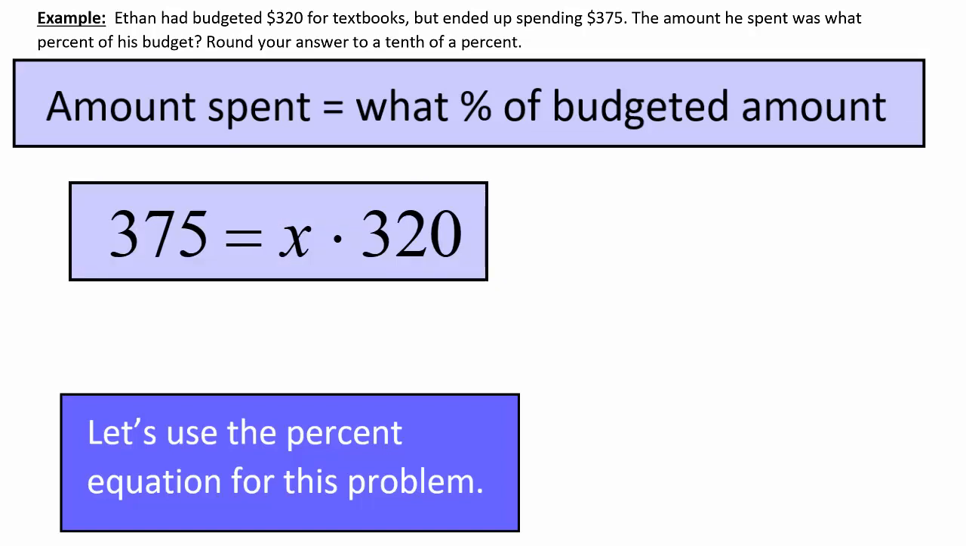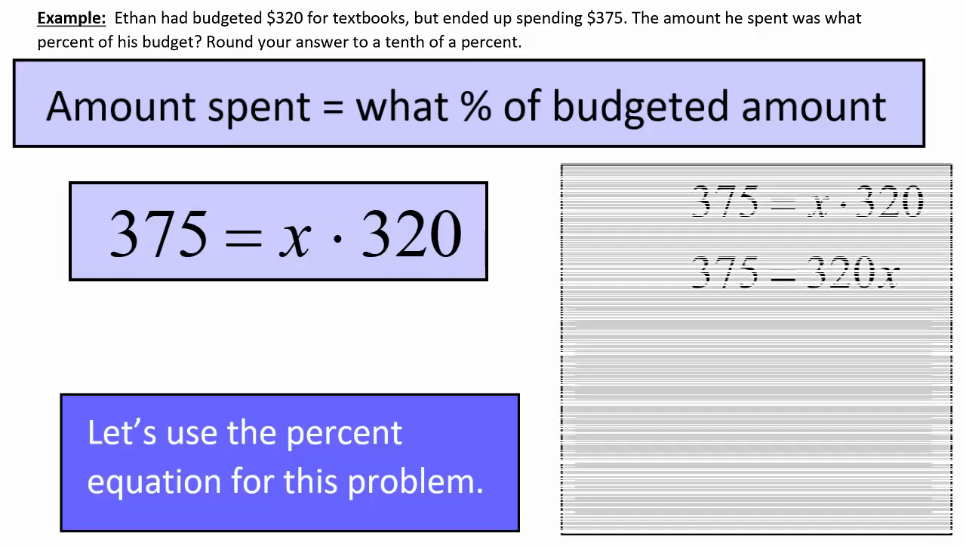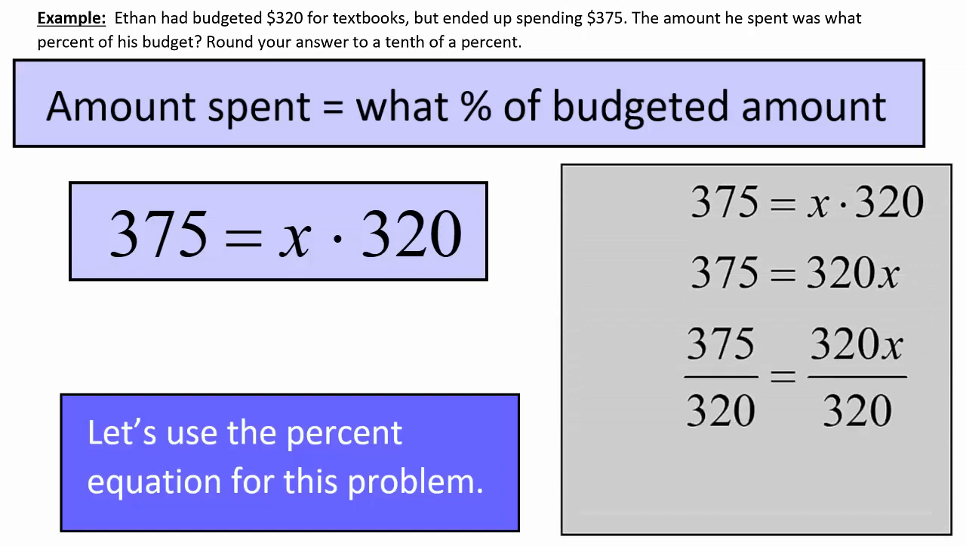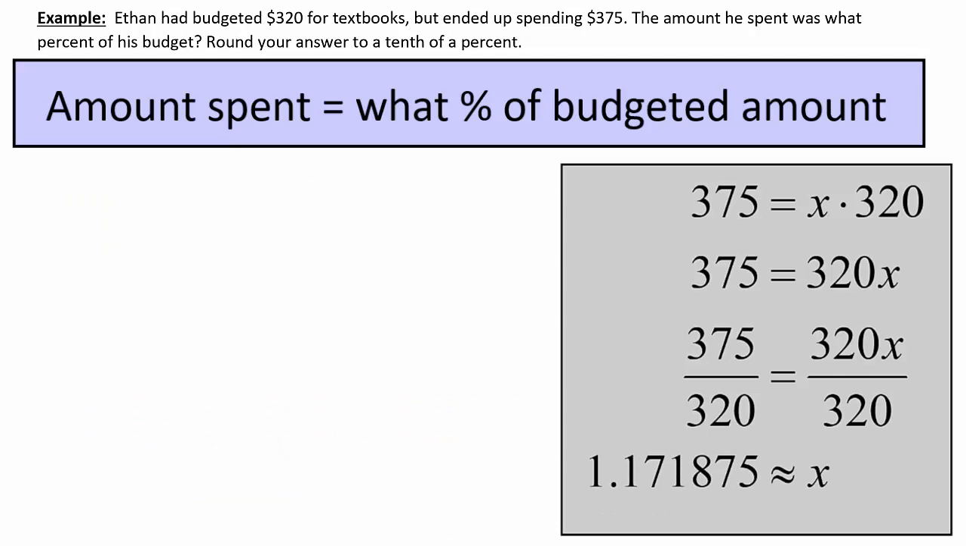$375 is what he spent. The percent is our unknown. We'll call that X. And he had budgeted $320. So 375 equals 320 times X. Solve the equation. Divide both sides by 320. And we get approximately 1.171875. We need to round our answer to the nearest tenth of a percent, but don't round yet.